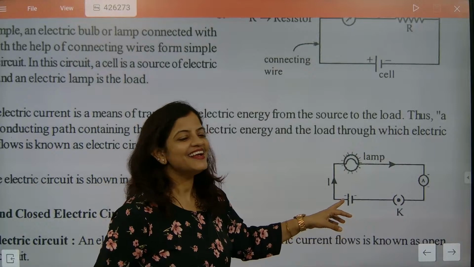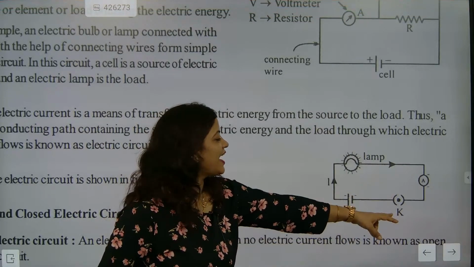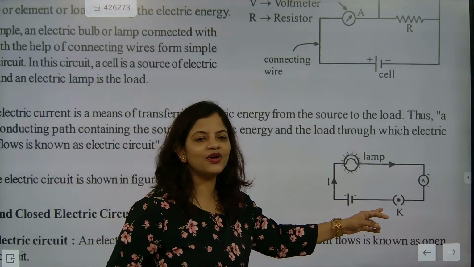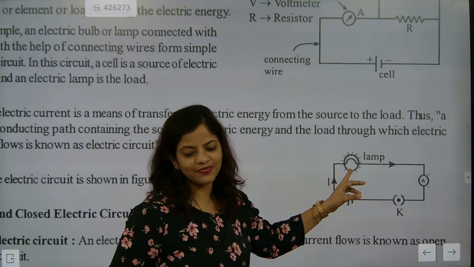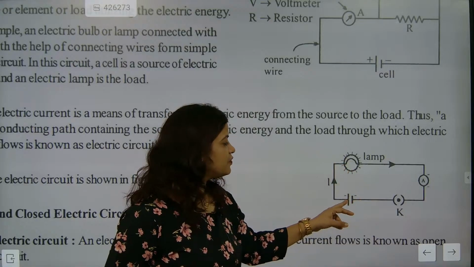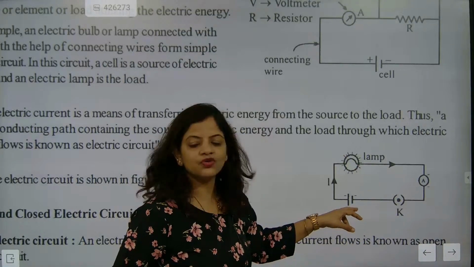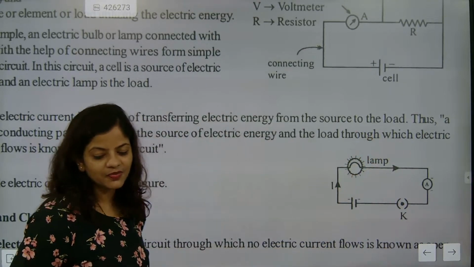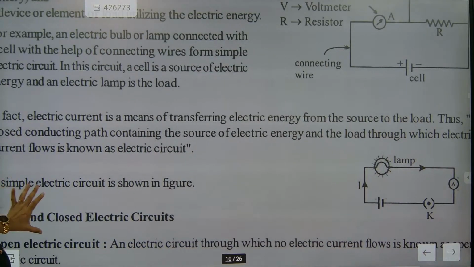This is the circuit. This is the cell. This is the key. Is it closed or open? Closed. Very good. So will current flow or not? Yes. And this is a bulb. Current is flowing from the positive terminal towards the negative terminal. Electrons are moving from the negative terminal towards the positive terminal. That's the most important thing. Now we are going to go to the next point.